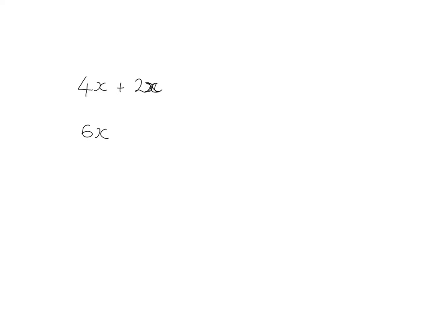Okay, today we're going to look at like terms and how we can use those to simplify expressions. Now, we've seen something like this where we've got 4x plus 2x. Hopefully you can see quite easily that what you've got is 4 of the x's and you add another 2 x's. So you should be able to see quite easily that that will be equal to 6 x's.